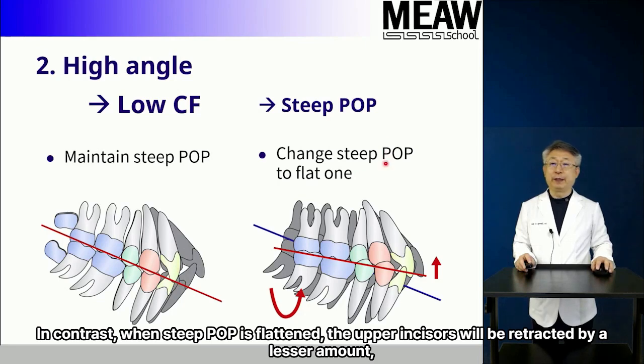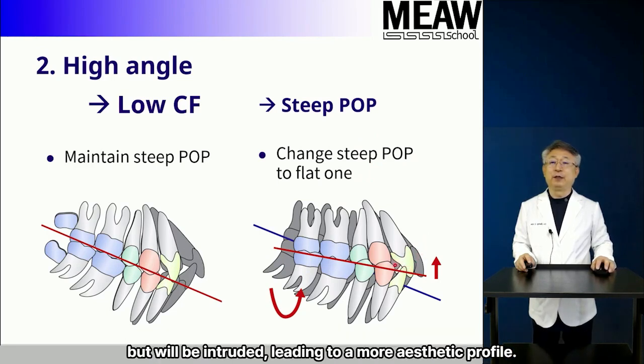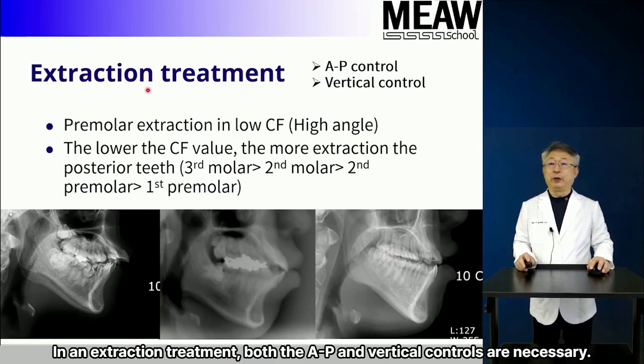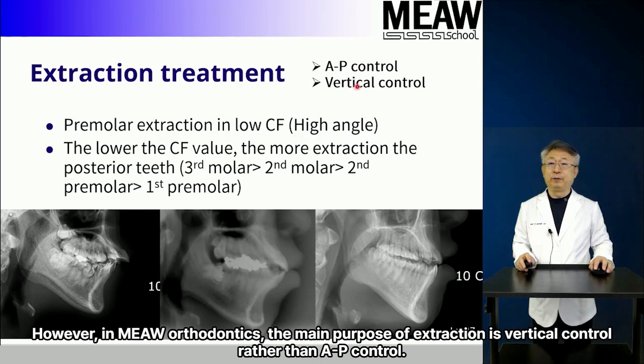In contrast, when steep POP is flattened, the upper incisors will be retracted by a lesser amount, but will be intruded, leading to a more aesthetic profile. In an extraction treatment, both the APE and vertical controls are necessary. However, in MEAW orthodontics, the main purpose of extraction is vertical control rather than APE control.